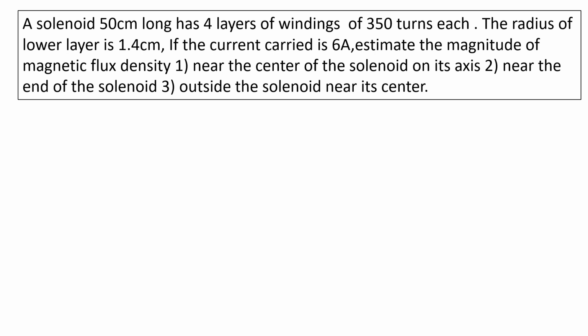A solenoid 50 cm long has 4 layers of windings of 350 turns each. The radius of the lower layer is 1.4 cm. If the current carried is 6 ampere, estimate the magnitude of magnetic flux density: 1. Near the center of the solenoid on its axis, 2. Near the end of the solenoid, 3. Outside the solenoid near its center.